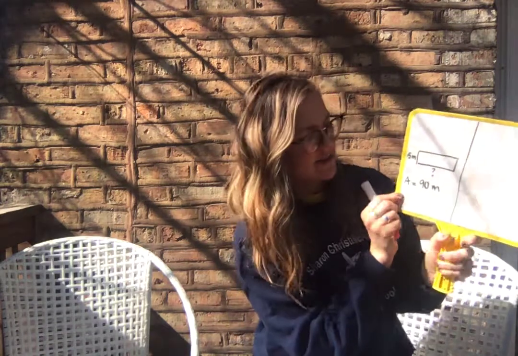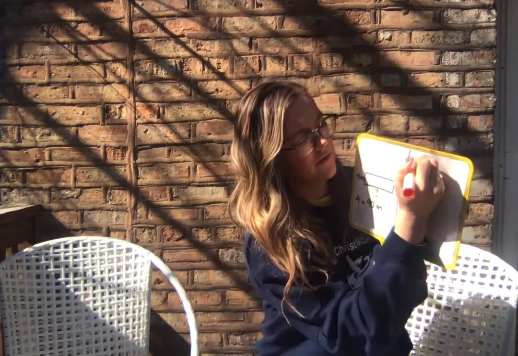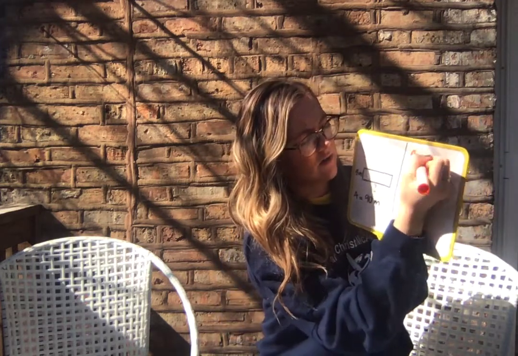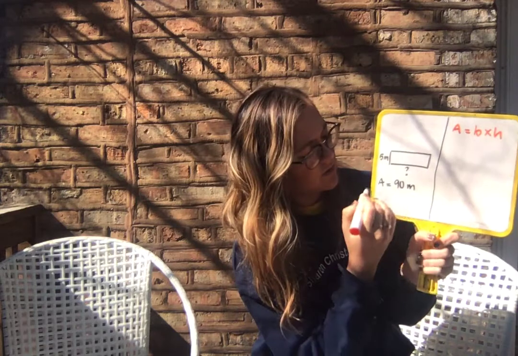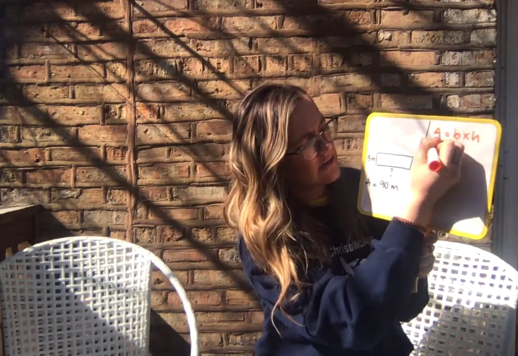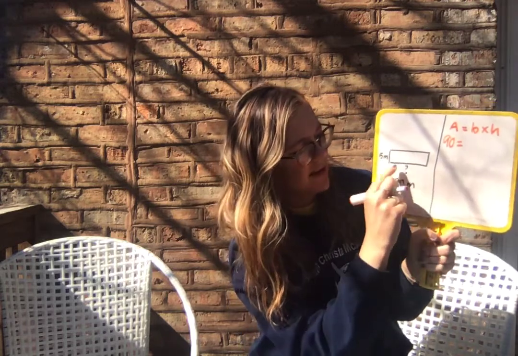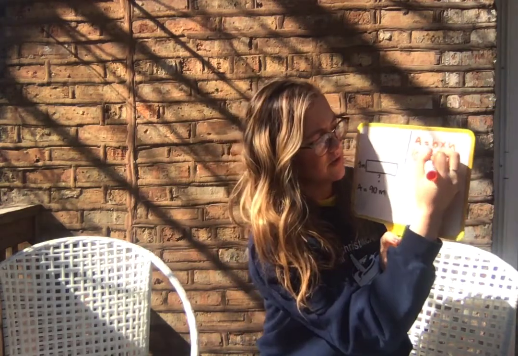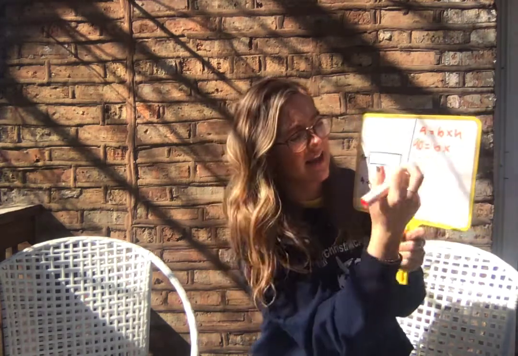So this one says, I know that this is 5 and the area is 90. So I'm going to write my equation for area. Area equals base times height. Do I know the area? Yeah, so instead of A, I can put 90. Do I know the base? No, so I'm still going to write base. And do I know height? Yes, height is 5.